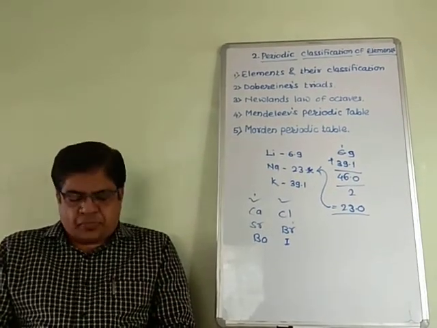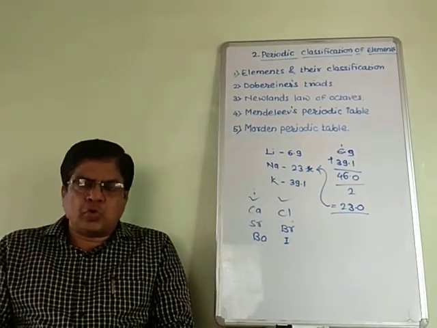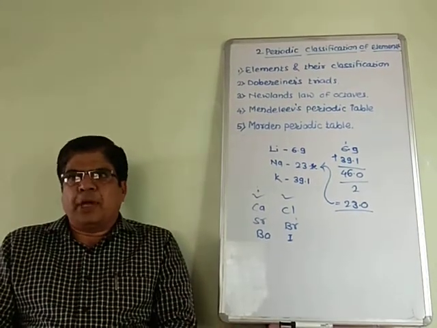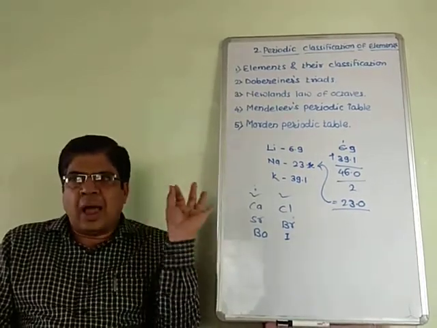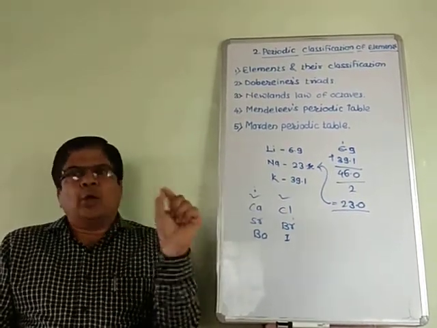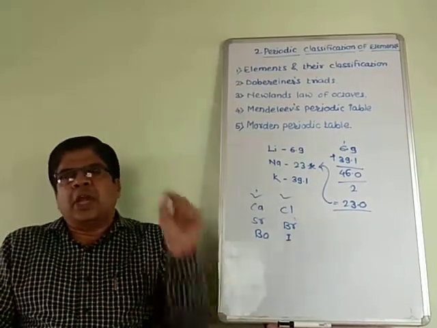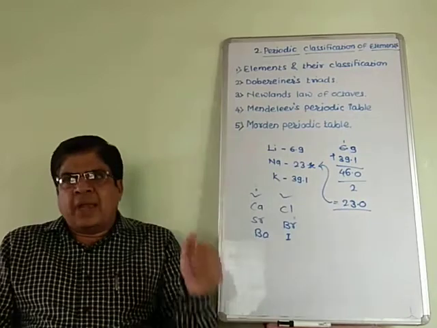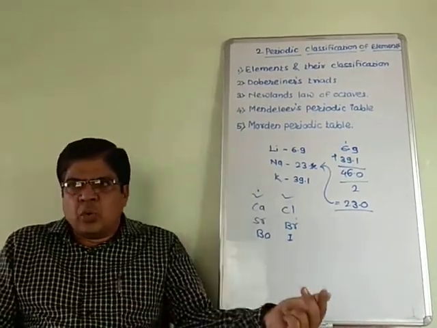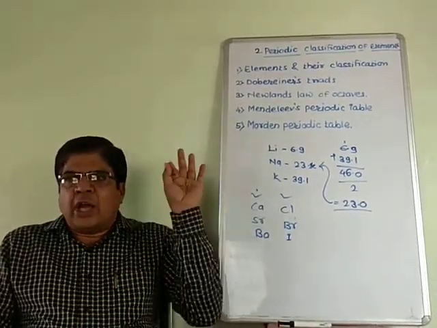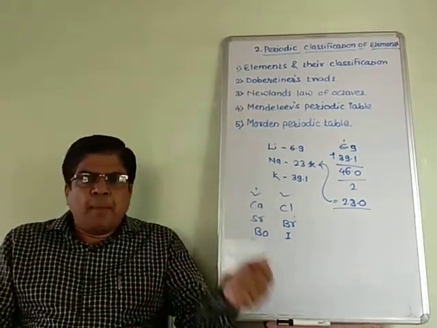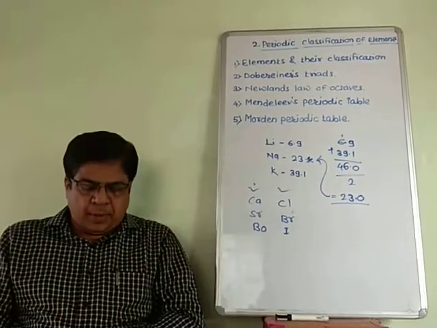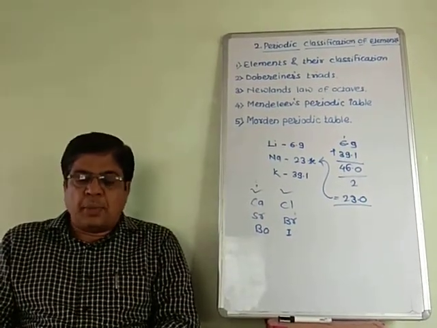Modern periodic law. Henry Moseley showed that the atomic number of an element is a fundamental property. Atomic number, I again repeat, is a fundamental property, not atomic mass. Before Henry Moseley, Mendeleev, Dobereiner and Newlands showed that atomic mass is a fundamental property, but Henry Moseley showed that atomic number is a fundamental property, not atomic mass.